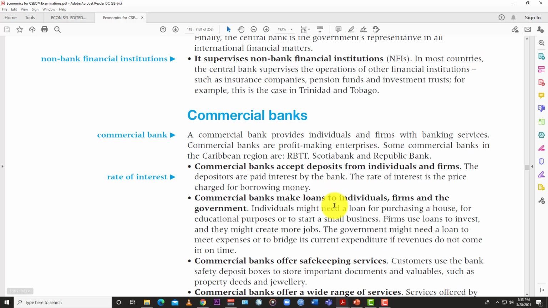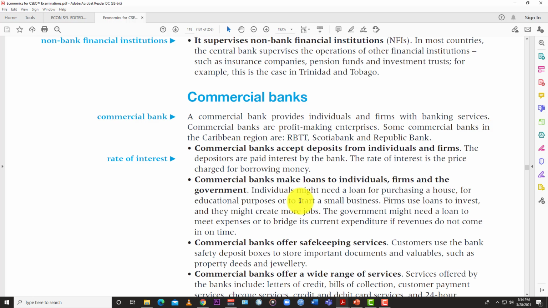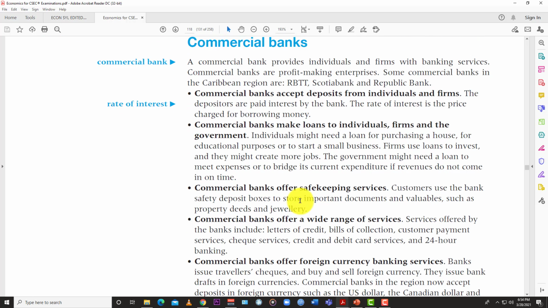The commercial bank makes loans to individuals, firms, and the government. Because the commercial bank is the one that has the savings from other players in the economy, they are the ones who also allow for loans to be made from those savings to all players of the economy, private sector, government, households. So firms, households, and the government can all obtain loans from the commercial bank. Individuals might need a loan for purchasing a house, for educational purposes, or to start a small business. Firms use loans to invest and they might create more jobs.